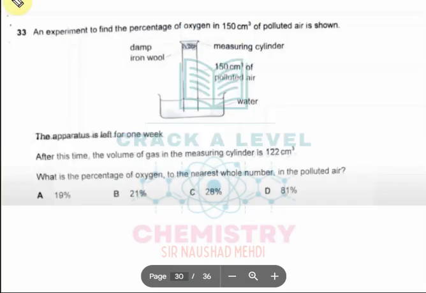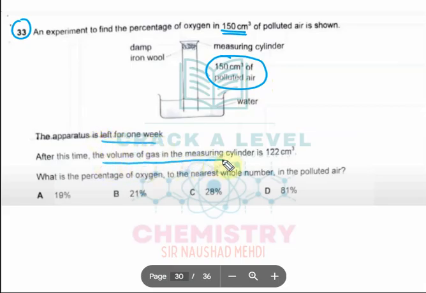Okay, MCQ number 33 is saying that an experiment to find the percentage of oxygen in 150 centimeter cube of the polluted air. So the total volume of the polluted air is 150 centimeter cube. The apparatus is left for 1 week. After this time, the volume of the gas in the measuring cylinder is 122 centimeter cube. So why does the volume decrease?